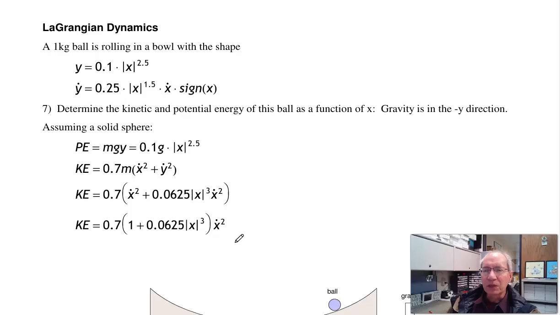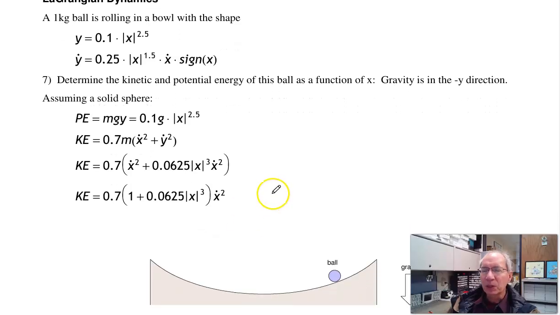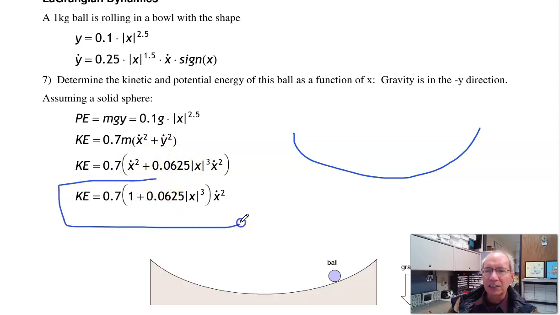The fun one, Lagrangian dynamics. Suppose I have a ball rolling in a bowl that is this function, absolute value of x to the 2.5 power. What are the dynamics of that ball? Well, to do that, here's the position, here's velocity, take the derivative. Potential energy is mgy. Kinetic energy is 0.5 mv squared, 0.7 if you take the rotational inertia into account. x dot squared, substitute for y dot, get everything in terms of x. Simplify, here's the kinetic energy.